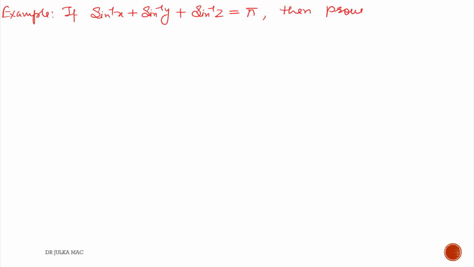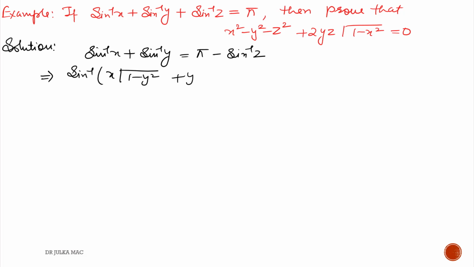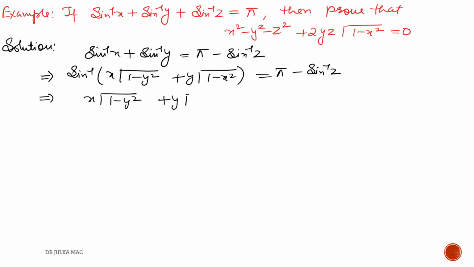Next example. If sin inverse x plus sin inverse y plus sin inverse z equals pi, then prove that x square minus y square minus z square plus 2yz into the root of 1 minus x square equals 0. It is given that sin inverse x plus sin inverse y plus sin inverse z equals pi. So sin inverse x plus sin inverse y equals pi minus sin inverse z. On the left hand side, sin inverse x plus sin inverse y is sin inverse of x into the root of 1 minus y square plus y into the root of 1 minus x square, which equals pi minus sin inverse z. Taking sin on both sides, we get x into the root of 1 minus y square plus y into the root of 1 minus x square equals sin of (pi minus sin inverse z).